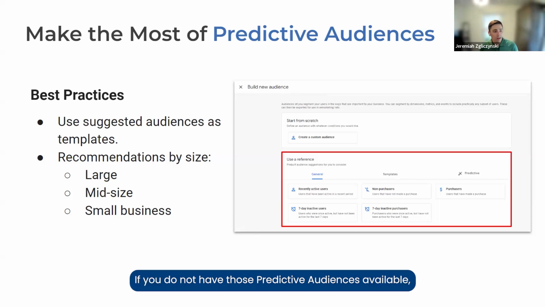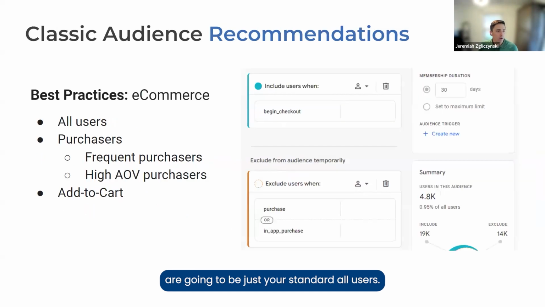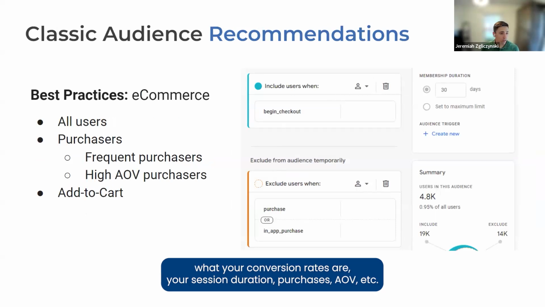If you do not have those predictive audiences available, some of the traditional audiences that we recommend using across all of our accounts are going to be just your standard all users. You want to make sure you have a baseline of what your conversion rates are, your session duration, purchases, AOV, etc.